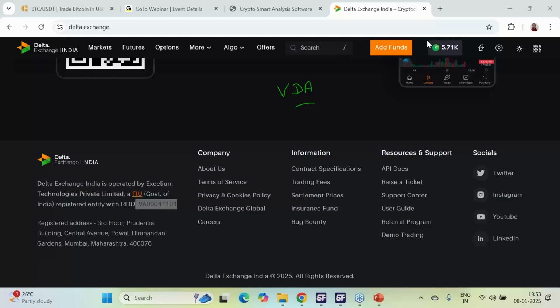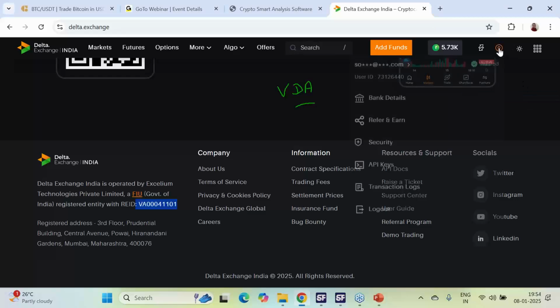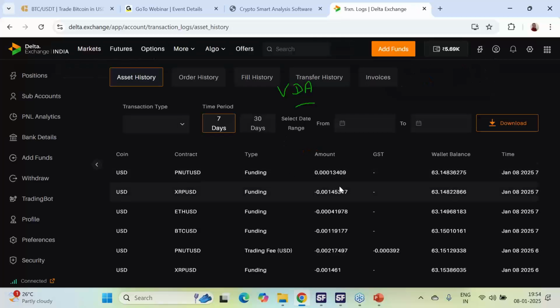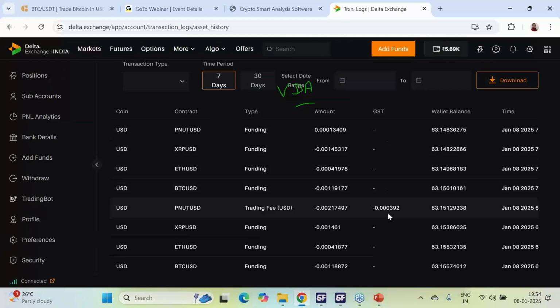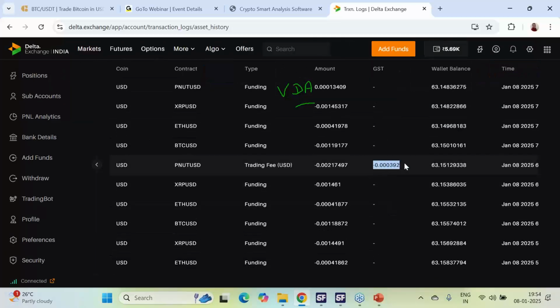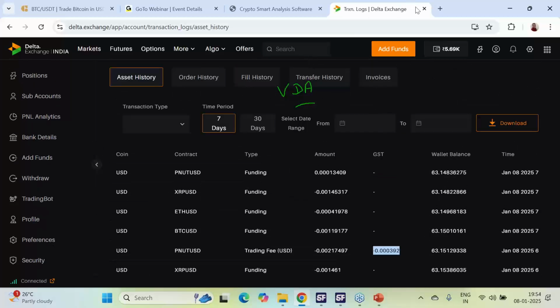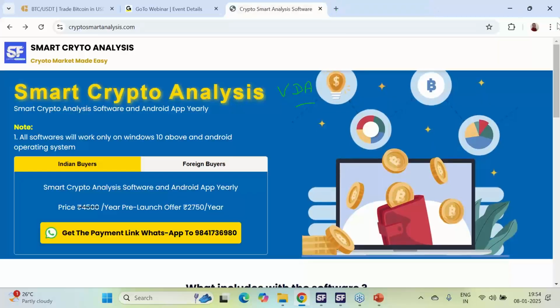You will not pay this thing. You can see all your transactions, whatever the brokerage, everything you are getting. That is having a GST. So the GST amount you can see here. The government also is getting the GST. So where GST is there means they are paying the GST, na?